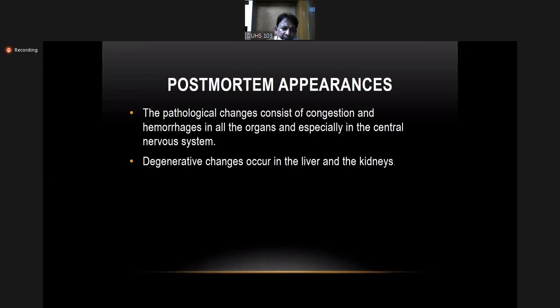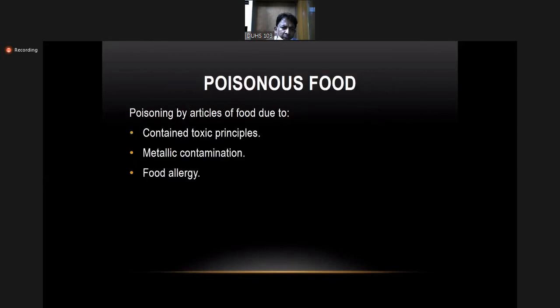The pathological changes consist of congestion and hemorrhages in all the organs, especially in the central nervous system. Degenerative changes occur in the liver and the kidneys. The bacteria are isolated from the samples, and it is finally diagnosed late. Also, the toxicity can be diagnosed from these viscera, the liver and the kidneys, where degenerative changes occur in botulism toxicity.